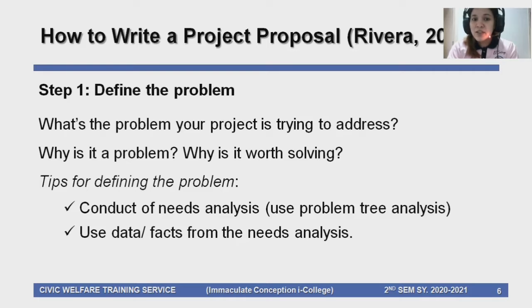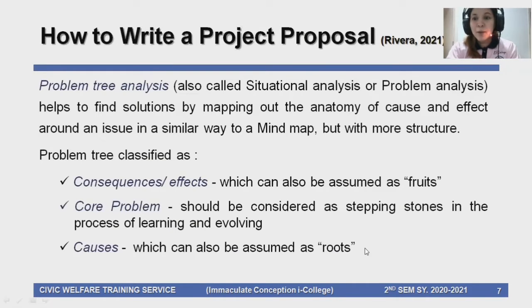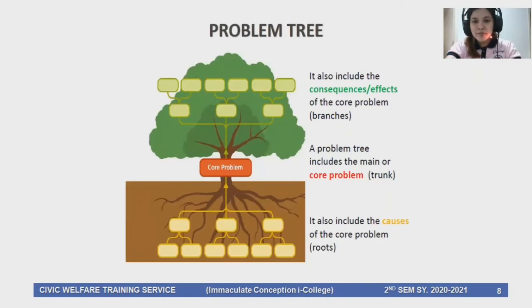Why is it the problem? Why is it worth solving? Problem tree analysis. So, pwede kang gumamit ng ganito or situational analysis or problem analysis. It helps to find solutions by mapping out the anatomy of cause and effect around an issue in a similar way to a mind map, but with more structure. Binubuo ito ng consequences or effects, which can also be assumed as fruit. Core problem should be considered as stepping stones in the process of learning and evolving. Causes, which can also be assumed as roots. Example. Ito ang structure ng problem tree.